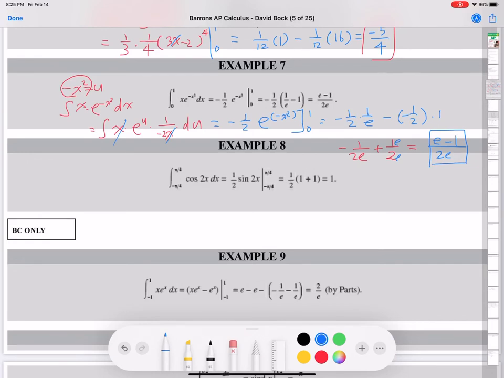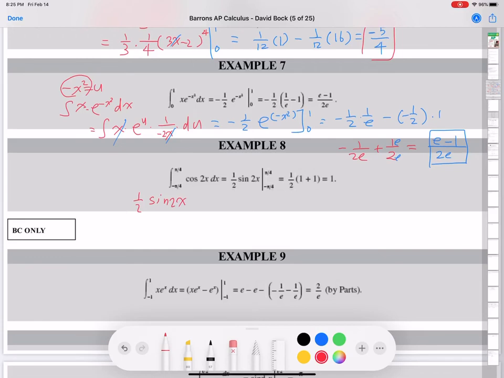Number 8. Cosine 2x. So what is the integral of cosine 2x? Cosine's integral is sine, but the 2x part is the u part, right? When you change dx to du, you have to change it to 1 over 2 du, right? So 1/2 came out, and then the cosine 2x integral is sine 2x.